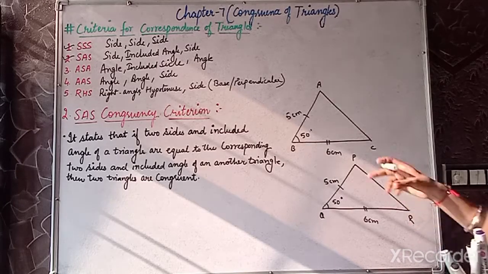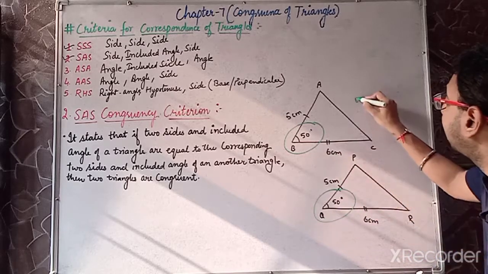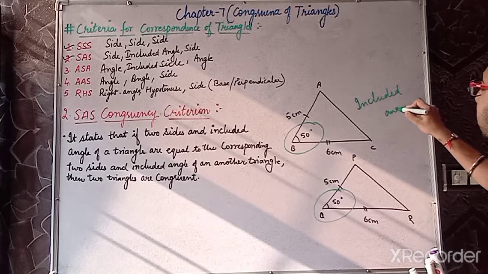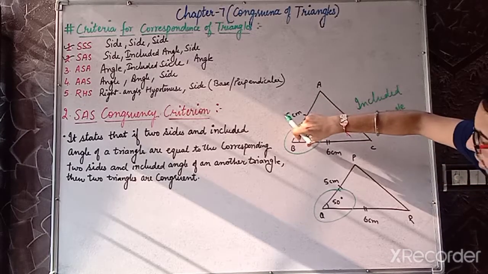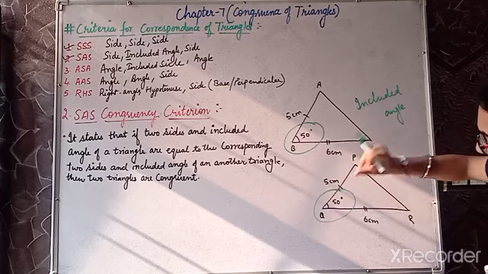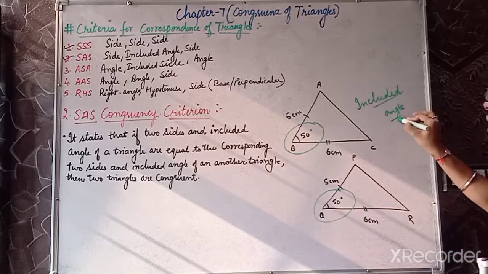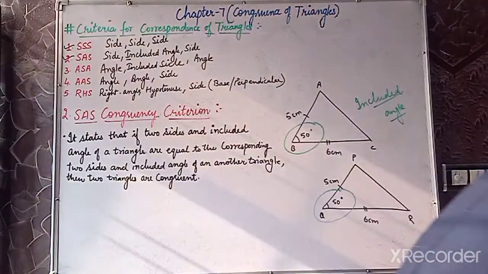Why do we call it included angle? This is called included angle. Very important thing. What is the difference between angle and the included angle? Just observe the figure. These two sides are there and this angle is between these two sides. Hence, it is included between these two sides.